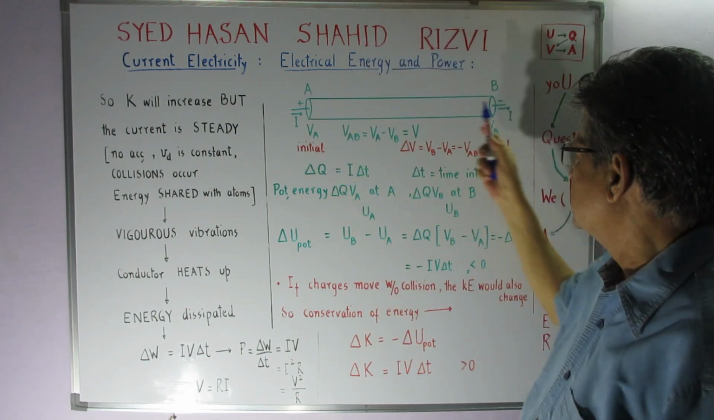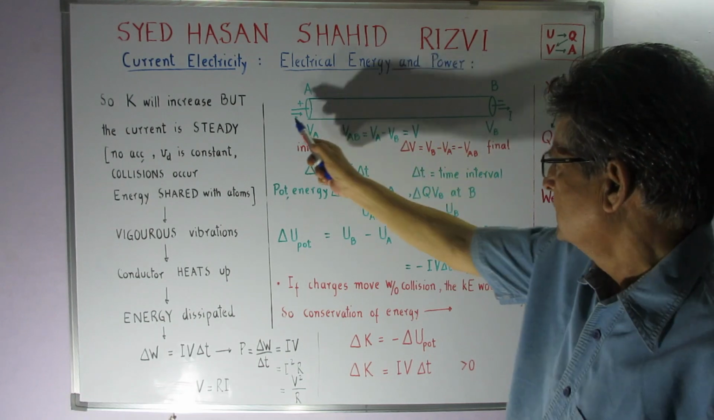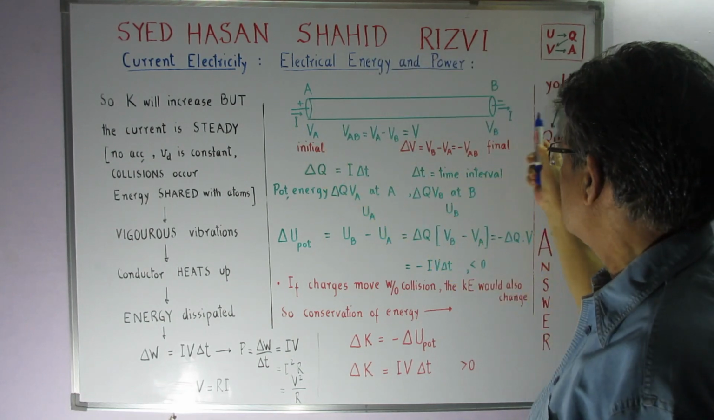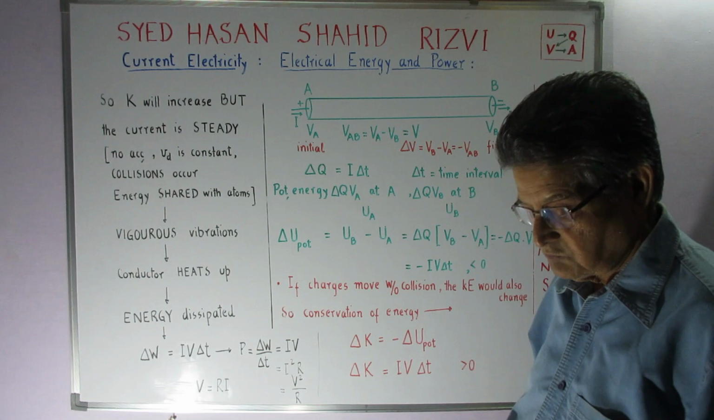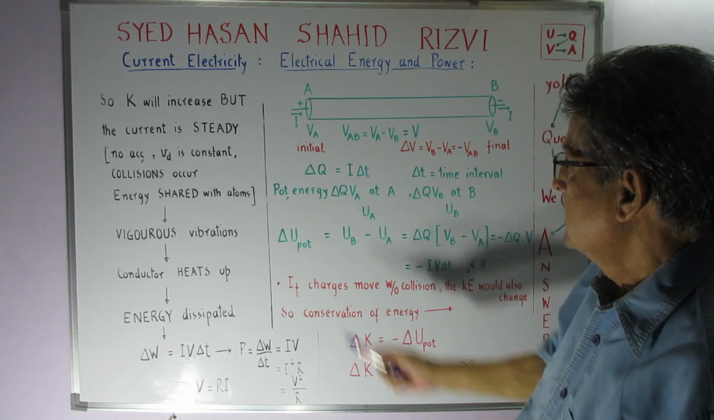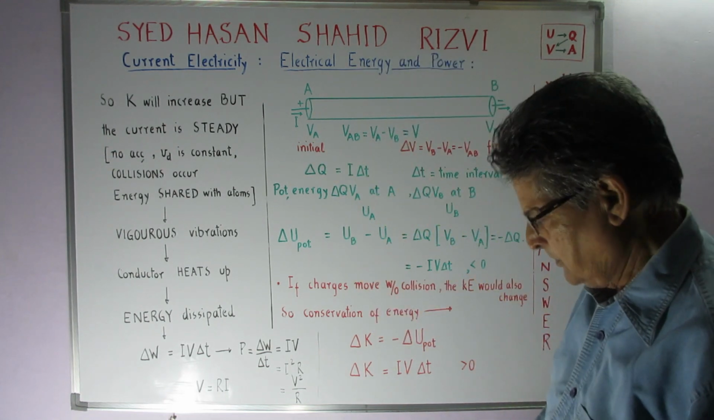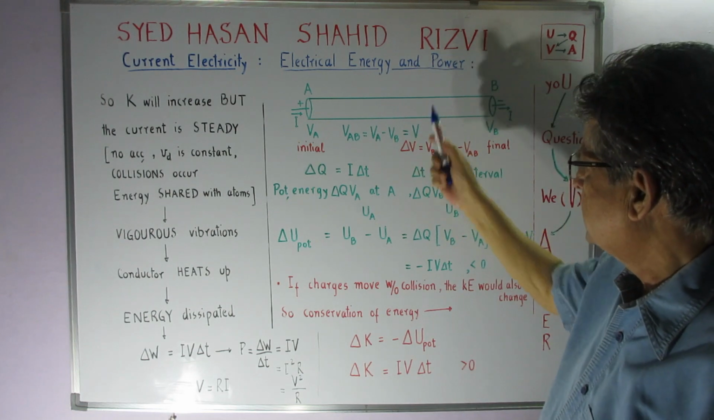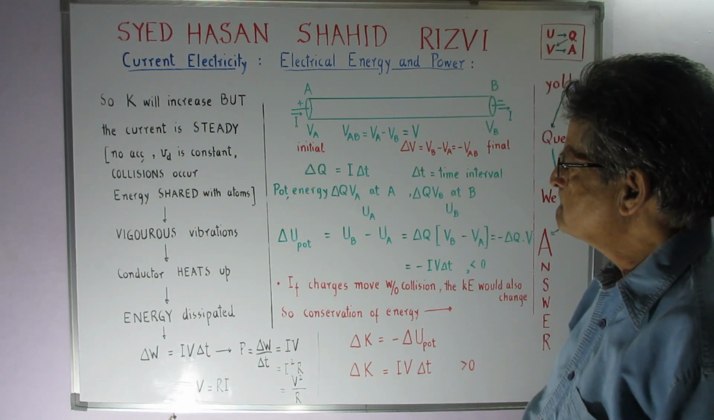This is positive and this is negative, so the current is flowing in and out of this conductor. Same current, so equal amount of charges are coming out. The time that it takes is delta T.